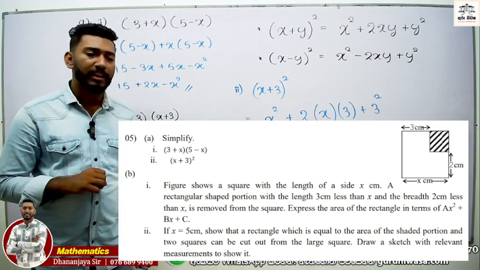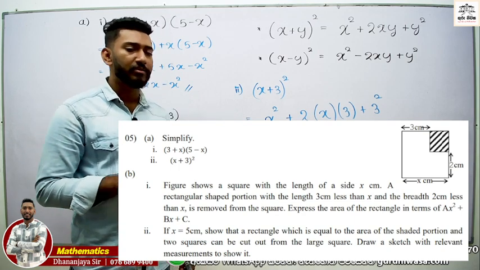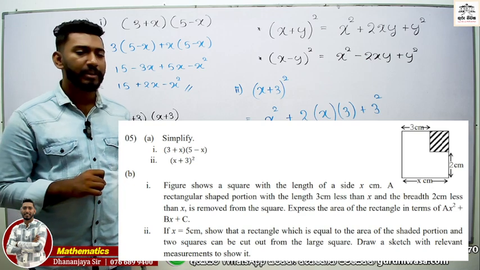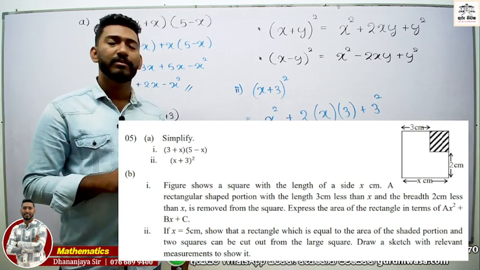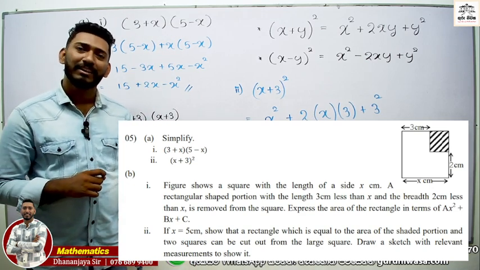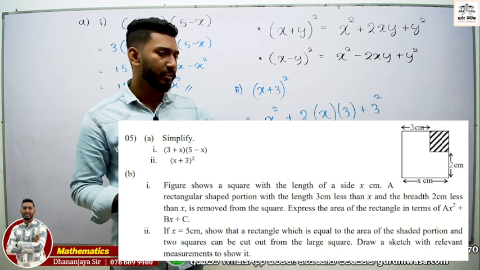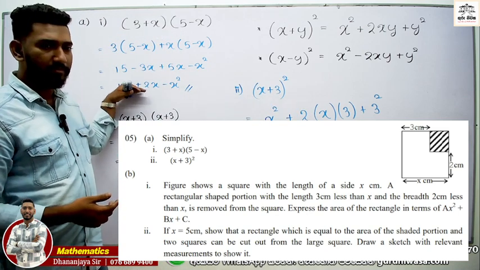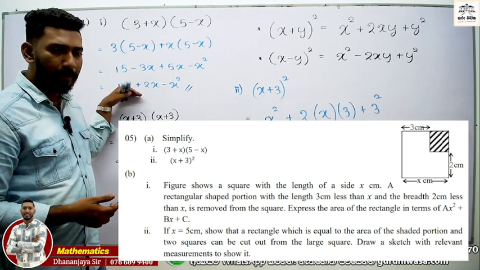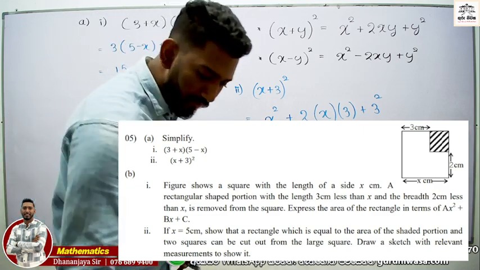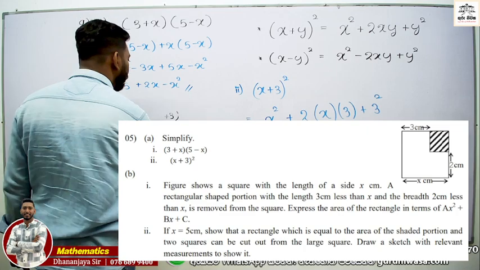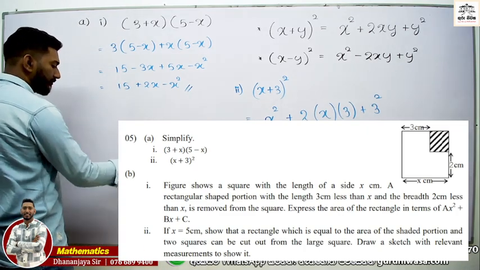Now express the area of the rectangle in terms of ax squared plus bx plus c, as a trinomial quadratic expression. That means in this way. You have to show it in this form. Let's draw the figure nicely and put in the measurements.